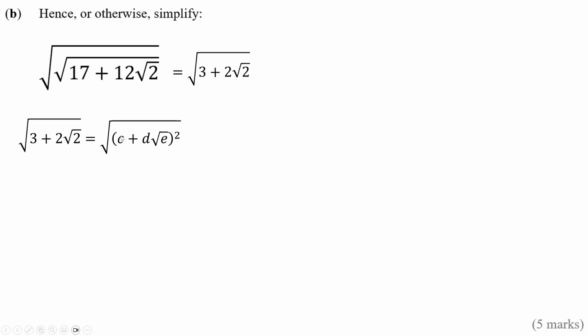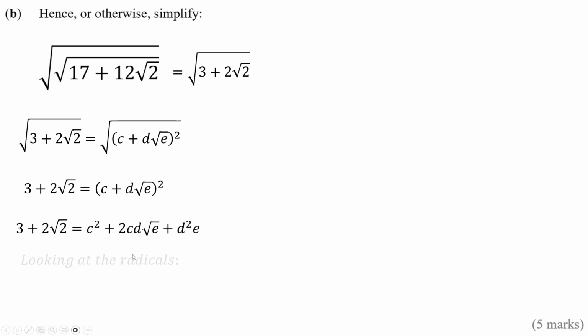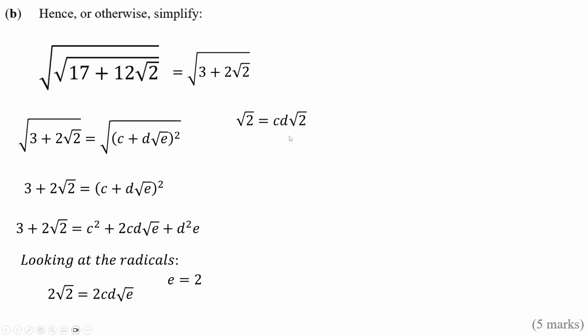So yeah, we'll square both sides to cancel that, expand this, be almost the exact same as the other one, look at the radicals, e equals 2 here, then you've got this, cancel the root 2's, I divided by 2 here on both sides to get 1 equals cd, and then you've also got this, the remaining 3 equals c squared plus d squared e. Rearrange for either c or d and then plug it into the other one.